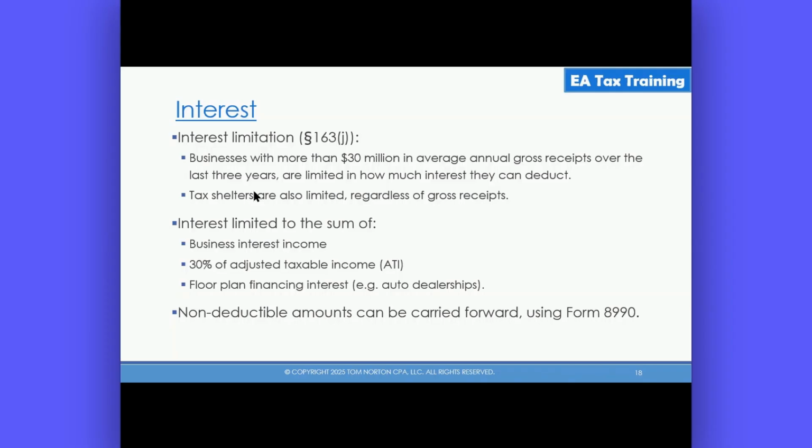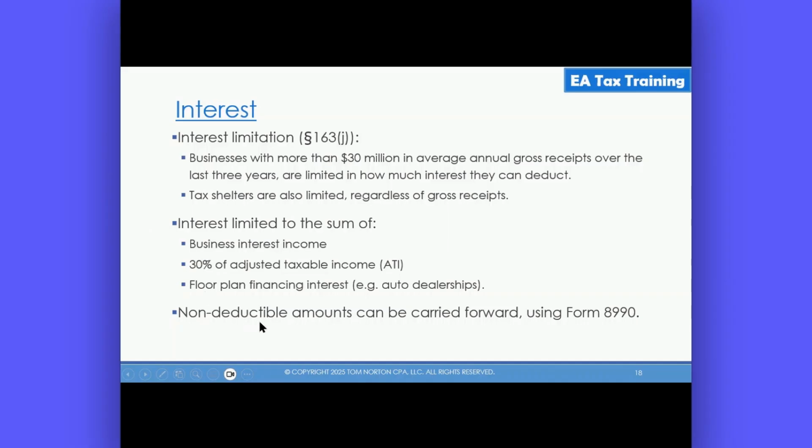Adjusted taxable income, there's lots of things that are adjusted. Some things are added to taxable income, some things are subtracted from taxable income. You do not need to know those particulars for the exam. Just know this little formula here and understanding what 163J is and who it applies to, and you will be fine for the EA exam.